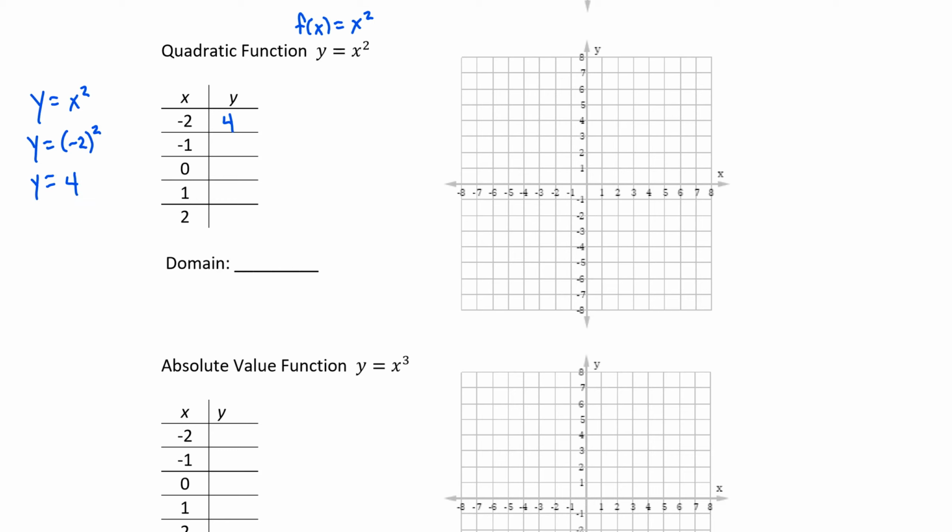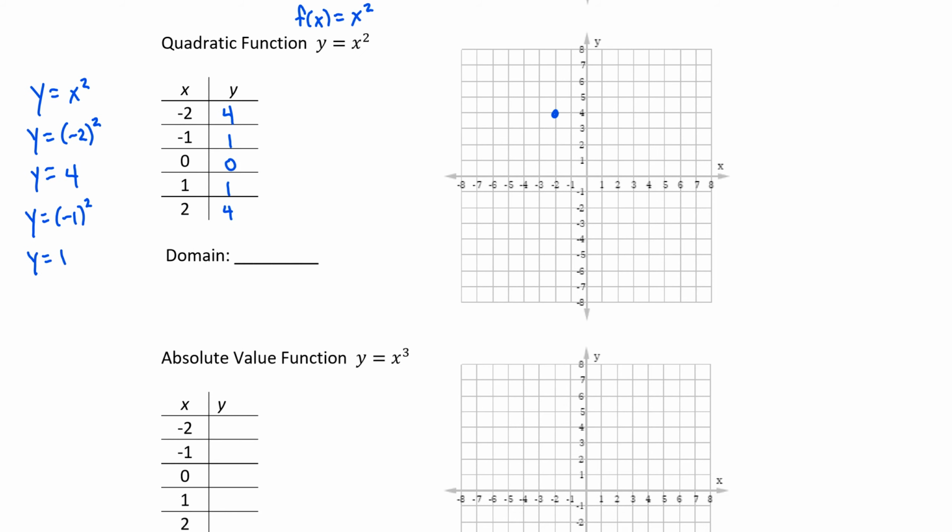Or if I plug in x equals -1, the corresponding y value is going to be +1. So notice I'm just squaring the x values to get the corresponding y values. So 0 squared is 0, 1 squared is 1, and 2 squared is 4. Anytime you square a number, it turns out to be positive. Now, let's plot these points in the plane. First one is -2, 4, -1, 1, the origin 0, 0, 1, 1, and 2, 4.